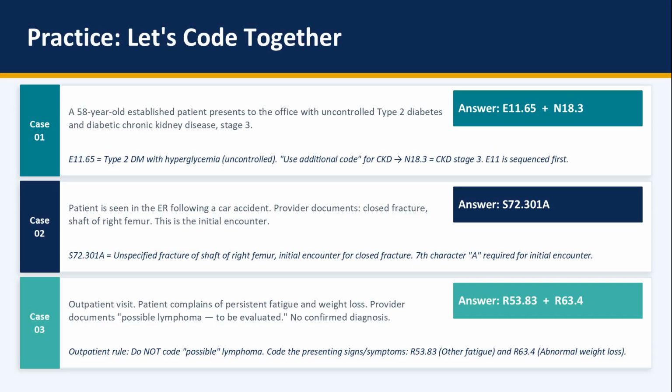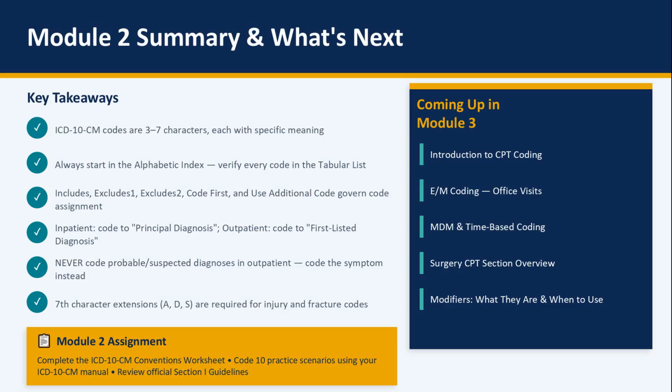3 cases, 3 different concepts. The etiology, manifestation rule, the 7th character extension, and the outpatient probable diagnosis rule. These are all exam-tested scenarios. Excellent work! Let's bring Module 2 home with our key takeaways.